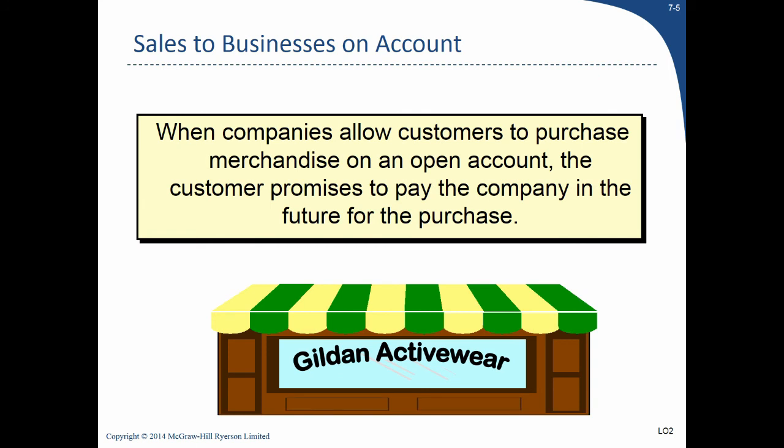Okay, so business-to-business sales. Companies will often allow customers to purchase merchandise on account. Again, this is your account receivable, account payable. This is stuff we covered, I think, in the first lecture. Nothing new here. And it's called on account. Okay. The customer promises to pay in the future. Nothing revolutionary here.